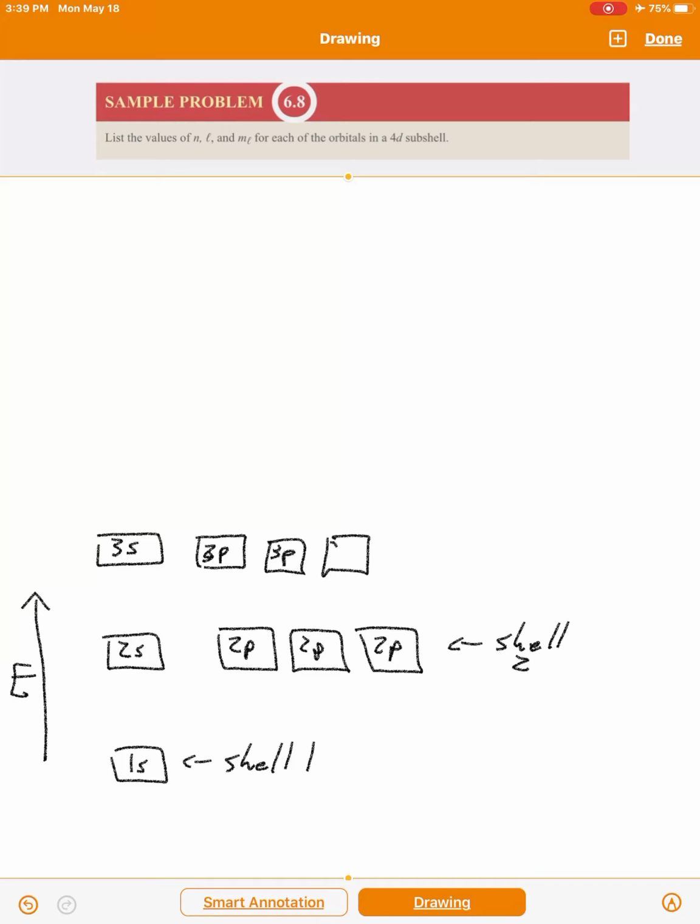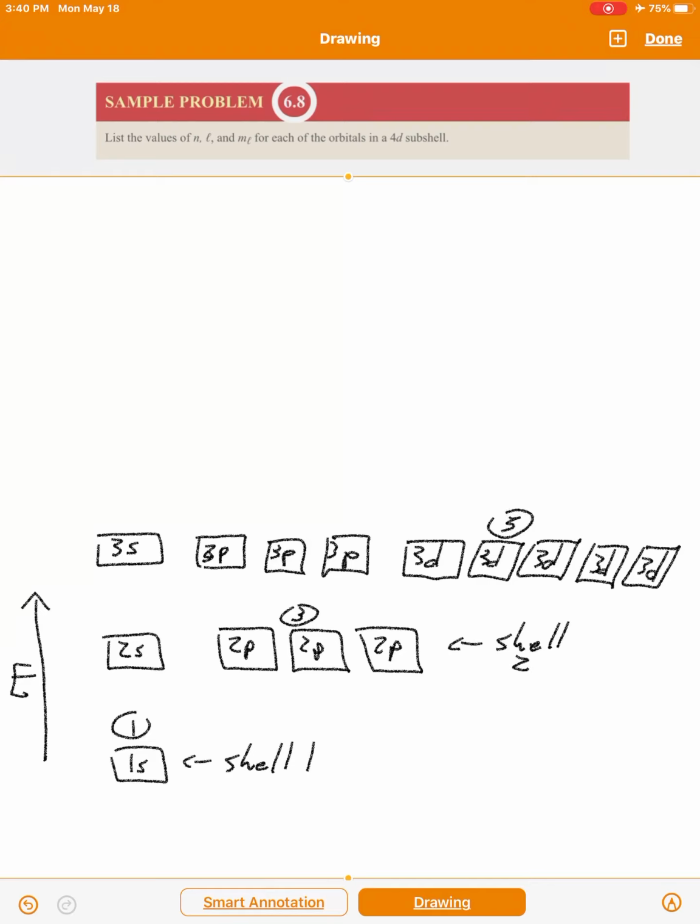3p, 3p, 3p. Now you have 3D. SPD. And there's 5 of these. So I would recommend you memorize the pattern: 1 orbital for the s, 3 possible orbitals for the p, and then 5 possible orbitals for the d's. Now when you get up to the 4th level, I'm going to have to draw these even smaller and squinch them together.